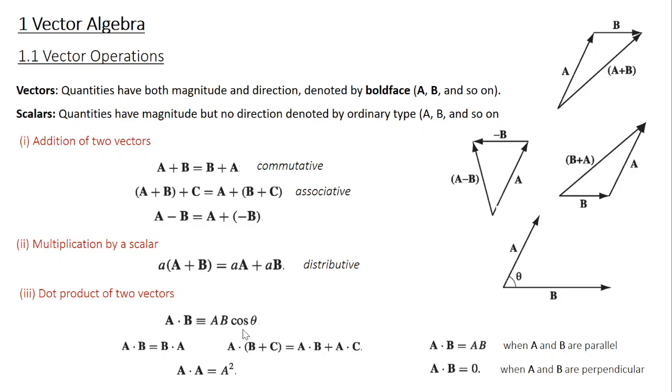Now from the definition of the dot product, you can easily make out that when A and B are parallel, A dot B equals A into B. Here theta equals 0, so cos theta is going to be 1. So when A and B are parallel, the dot product is the same as the normal product. On the other hand, when A and B are perpendicular, cos theta is going to be 0 and A dot B equals 0. Similarly, A dot A, the dot product of a vector with itself, will give you the square of its magnitude.